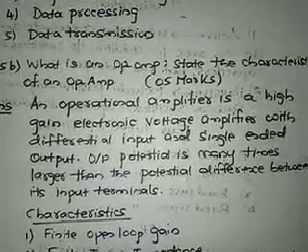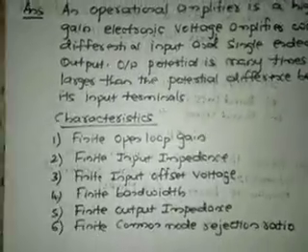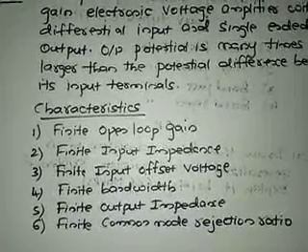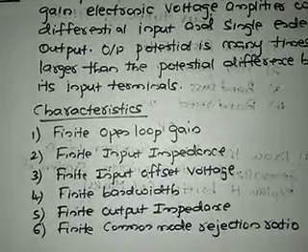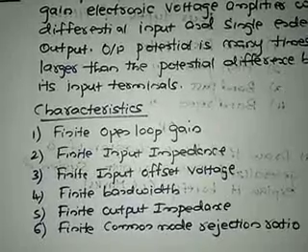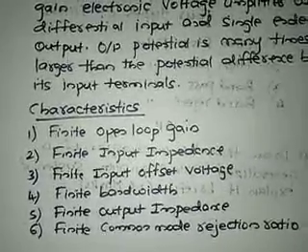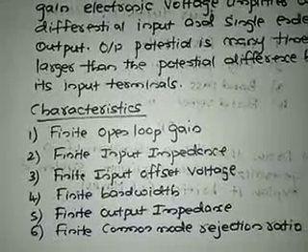Then looking into its characteristics of a non-ideal op-amp. There are different characteristics here. Finite open loop gain. Open loop gain means there is no connection between input and the output. There is no feedback path. It is called open loop. So, finite open loop gain.